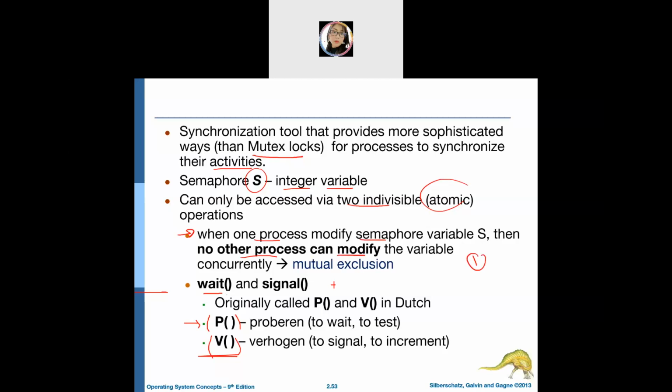Another one is wait and signal, which are normally called P and V in your notes. So what is P? P is to wait and to test. V is to signal or to increment. There are things that you need to understand about wait and signal. So what variable are you going to use for it under a semaphore?